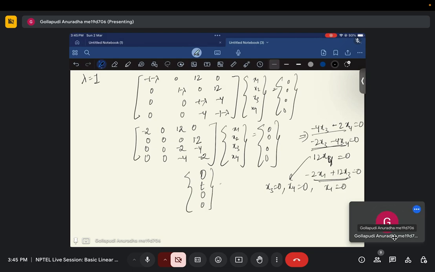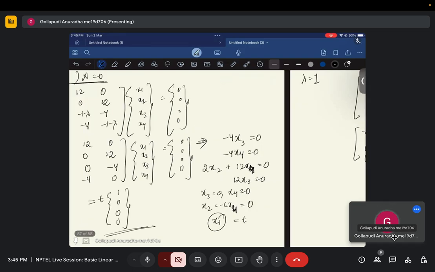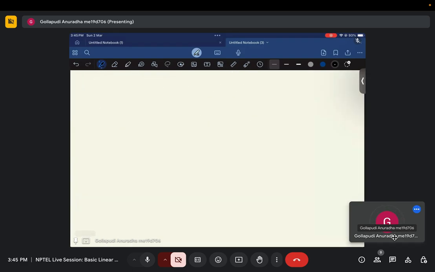So you can pull it out. Okay, so this is the eigenvector for lambda equal to 1. Okay, so fine, let's do it. Lambda is equal to 3. It's going to be minus 4, 0, 12, 0; 0, minus 2, 0, 12; 0, 0, minus 4, 4, sorry, minus 4, 0, 0, minus 4, minus 4.